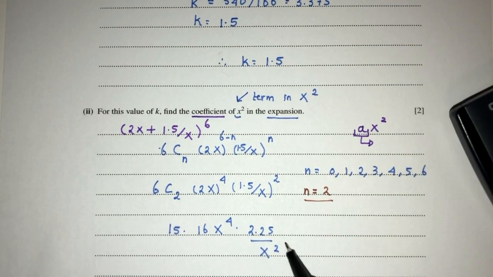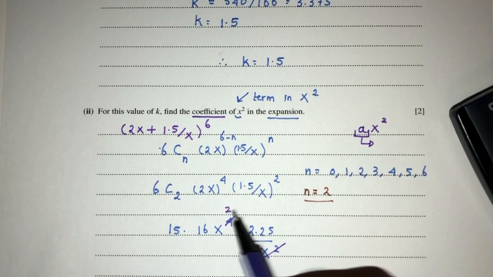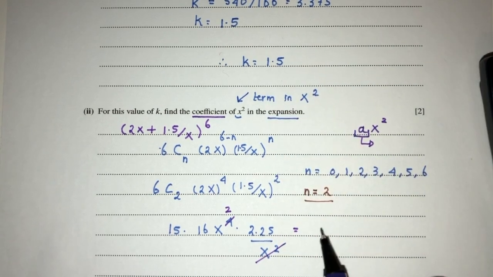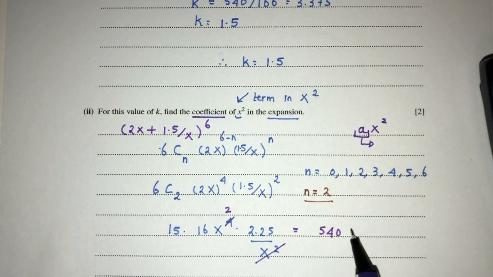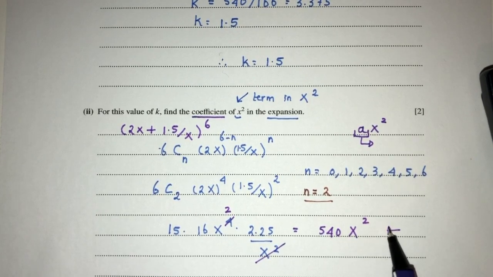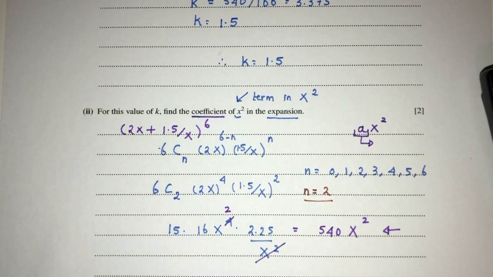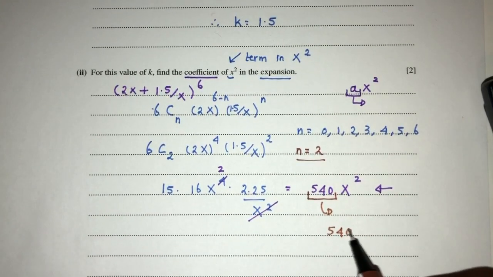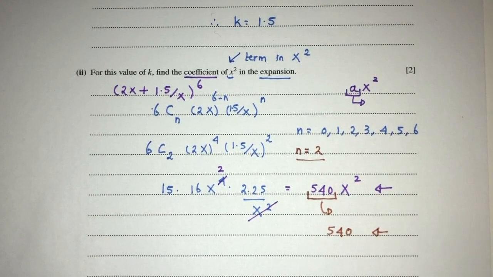Now you can simplify, this will go away. That will be 2. And finally, you will have 2.25 times 15 times 16. That will be 540. That is the term in x squared. Now, this is not the answer because we are trying to find the coefficient of x squared, which is this one. So 540 is your answer for part 2 of question number 1.